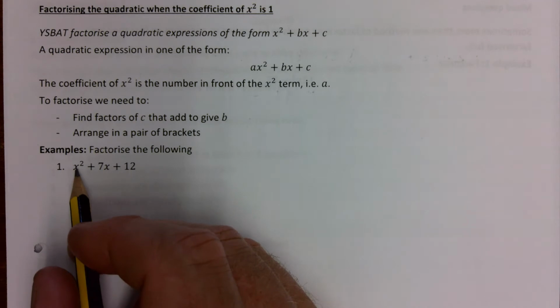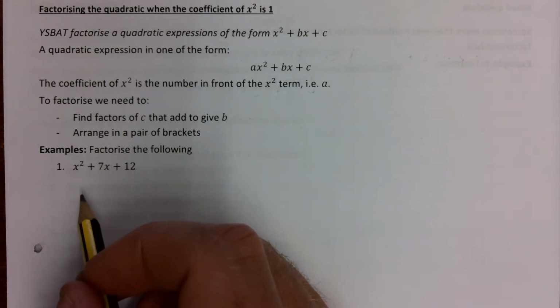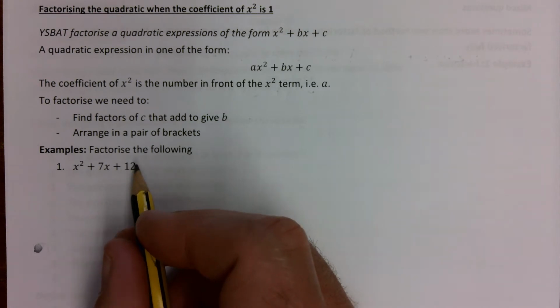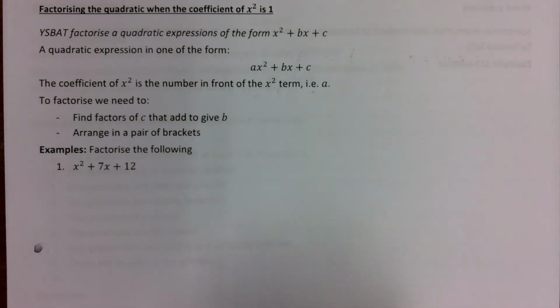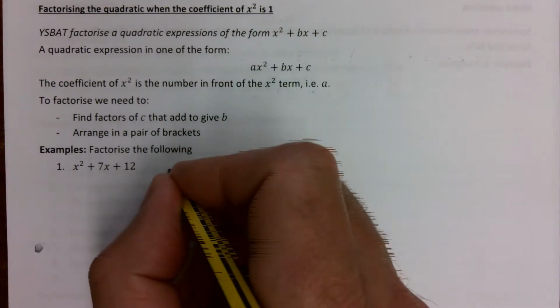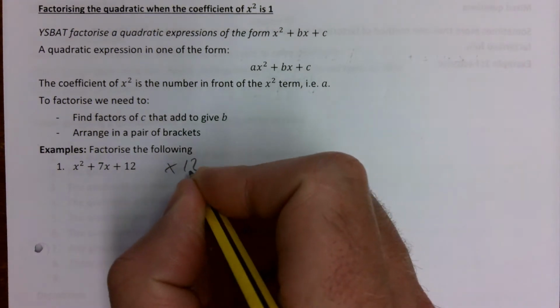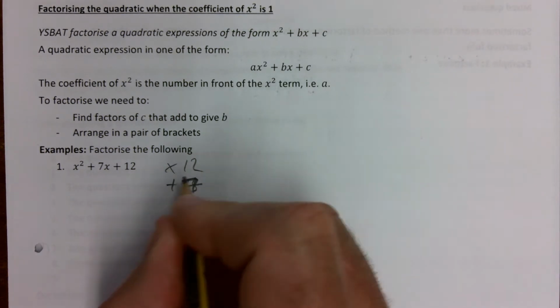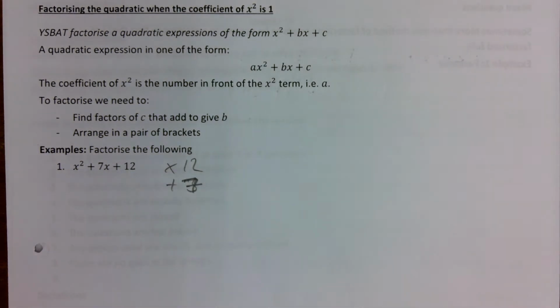The quadratics you have to do for M3, it's always a 1x squared here, which makes life a little bit more straightforward. Different teachers do different methods here. The way I tend to do it is I'm looking for two numbers that multiply together to give 12, and the same two numbers add together to give 7. So the 12 coming from here and the 7 coming from here.